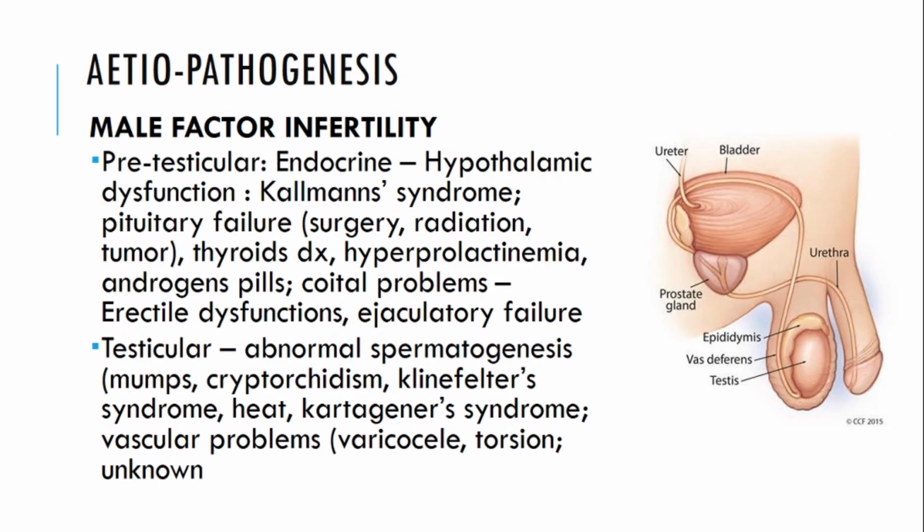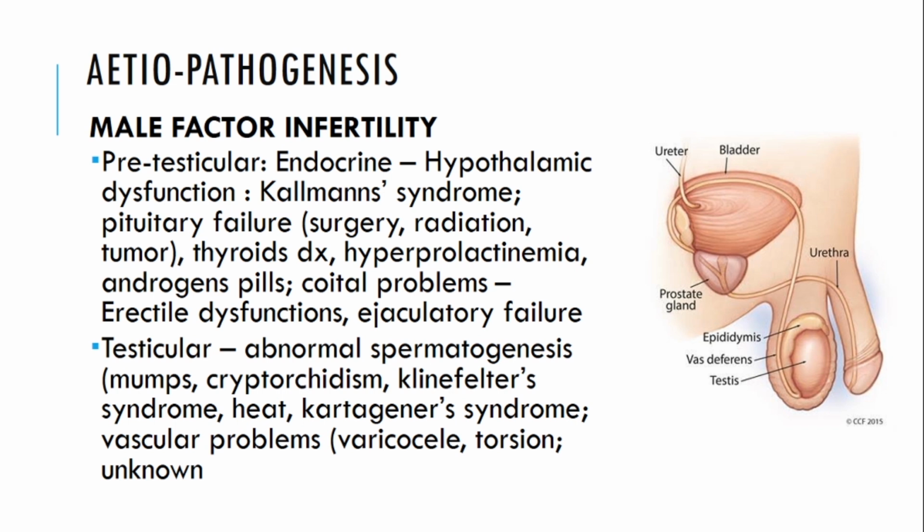For male factor infertility, we can classify into the pre-testicular, testicular, and post-testicular causes. For the pre-testicular causes, there are many of them, but among them are the endocrine, Kallmann syndrome, usually with anosmia, problems with the hypothalamus, pituitary failure, surgery, radiation, thyroid diseases, and androgen pills. Nowadays, especially in the Western world, men use a lot of androgens for gyms, without knowing that that can actually cause a problem with fertility. The coital problems, erectile dysfunction, and ejaculatory failures are also primary causes of pre-testicular male infertility.